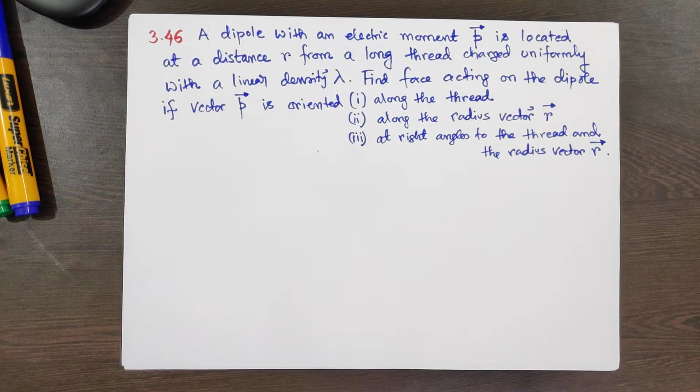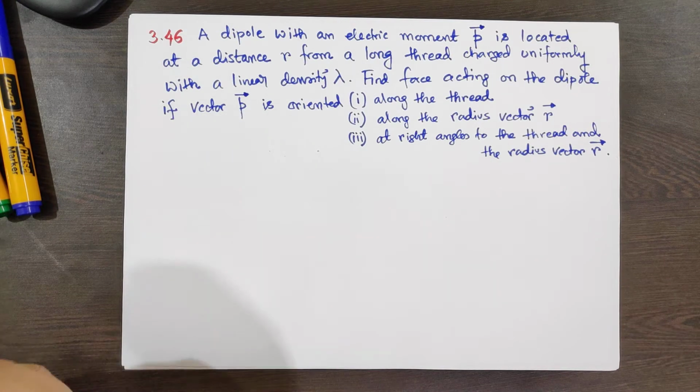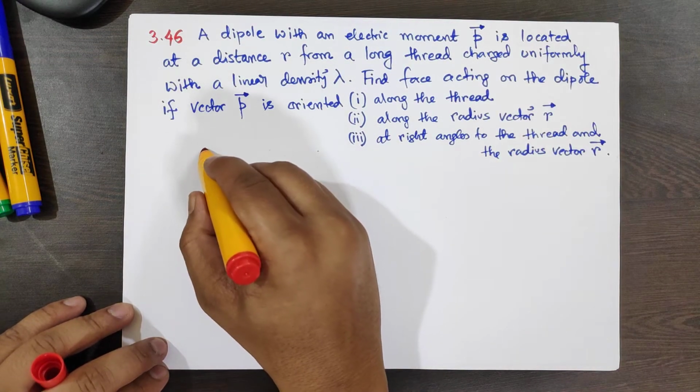So in this problem, you have to find out the interaction force between the dipole and a long line charge or infinite line charge. See, there are three cases here. We have to find the force acting on the dipole if the vector P, the dipole moment vector, is parallel to the thread. So let's do that case first.